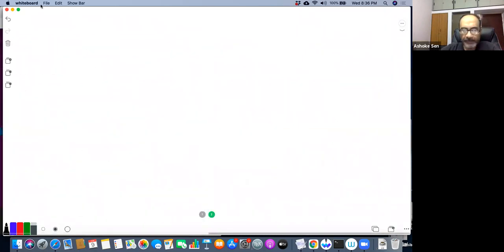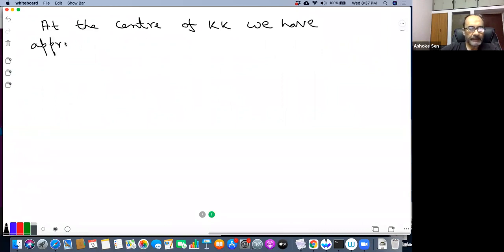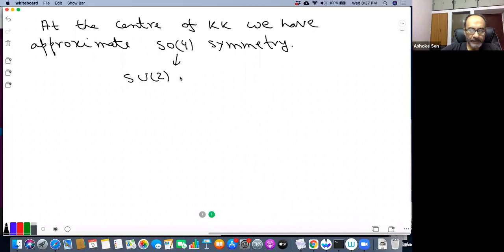There is one more point that I should mention here, which in fact I had discussed yesterday, but let me state it again because it's important. At the center of Taub-NUT, we have approximate SO(4) symmetry, because we saw that the metric looks like flat four-dimensional metric at the center of the Kaluza-Klein monopole. And the SO(4), at the level of the algebra, is isomorphic to the product of two SU(2)s.